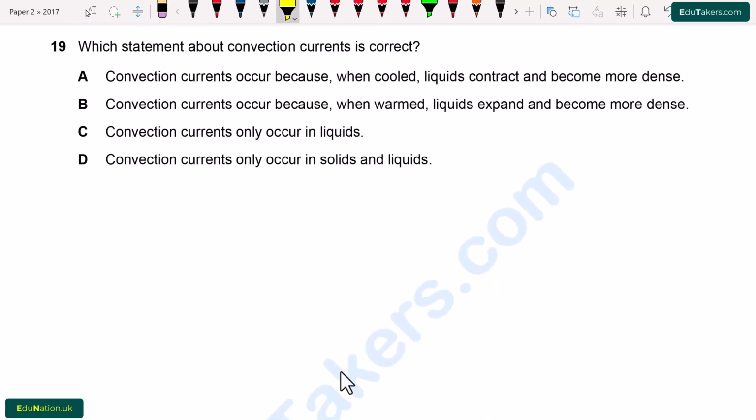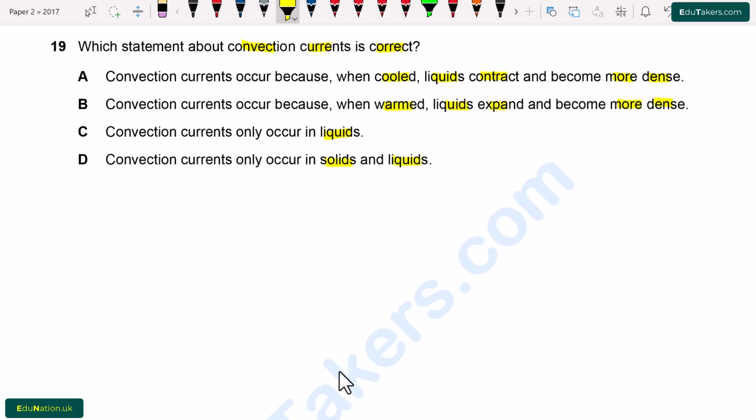Question number 19. Which statement about the convection currents is correct? Option A. Convection currents occur because when cold liquids contract and become more dense. B. Convection currents occur because when the warmed liquids expand and become more dense. C. Convection currents only occur in the liquids. D. Convection currents only occurs in the solid and liquid.